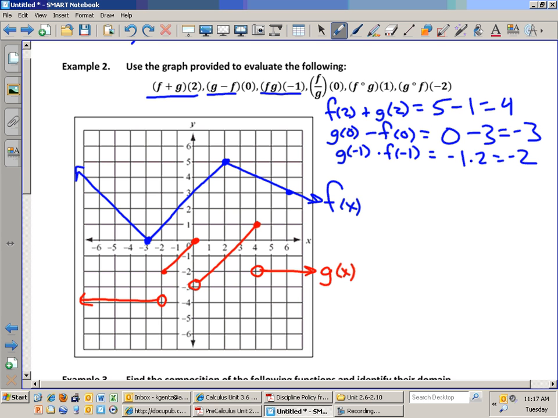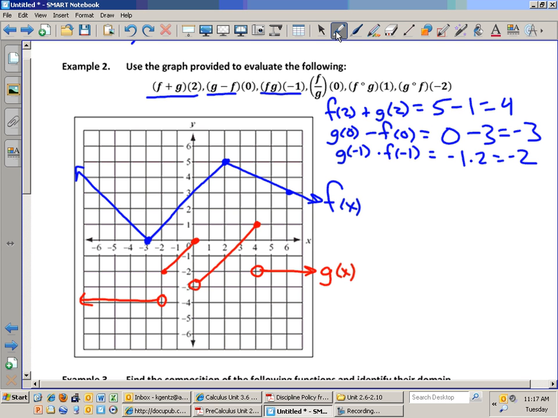I'm sorry, I wrote it backwards, you guys. I had started with f for the other ones. I apologize, I didn't want to confuse you. But again, g of negative 1 was negative 1, and f of negative 1 was positive 2. So that's why I multiply them together. No, I'm not graphing them yet. It doesn't ask to graph, but I'll show you how you would graph.